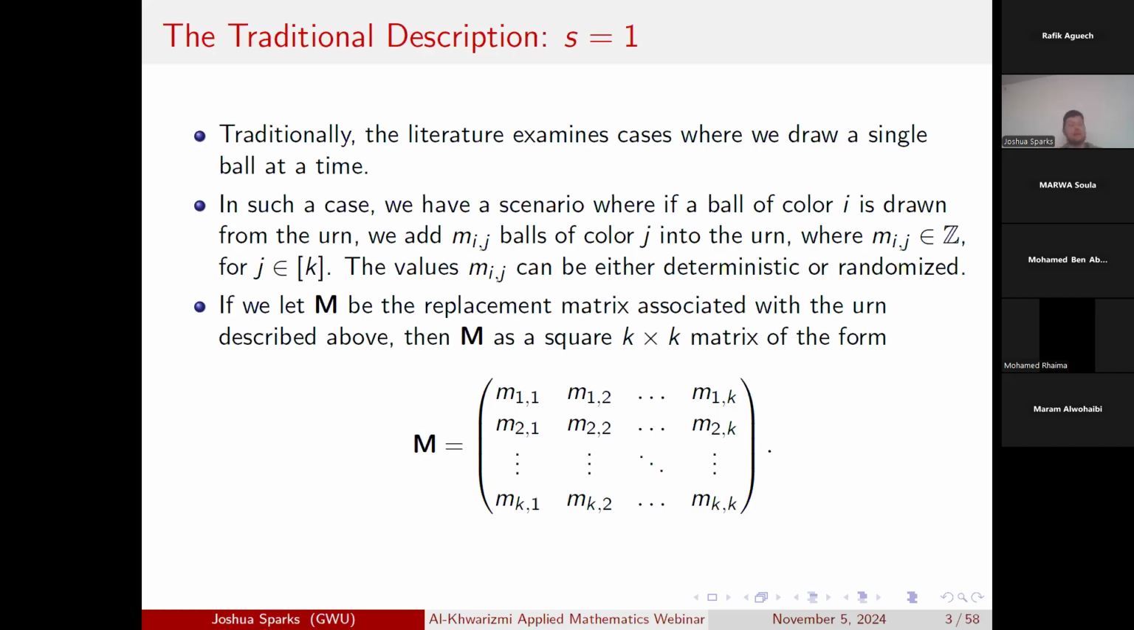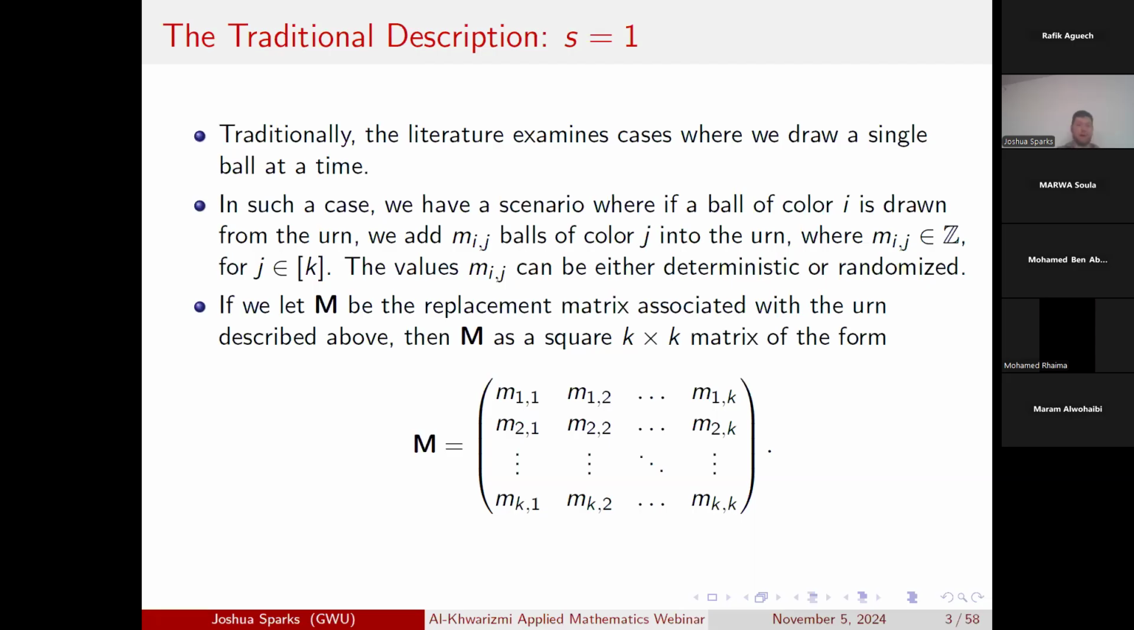Sure. If I were to draw a ball of color 1, where we denote our colors 1 through k, then m sub 1 1 would be the number of balls of color 1 we're either adding or removing if it's negative. m sub 1 2 is then the number of balls of color 2 we're adding or removing, all the way up to color k. The second row describes what happens if we draw a ball of color 2, all the way down to the ball of color k. So if in your sample drawn you have two balls of color one, you add two m sub 1 1 balls of color one. Yes, well, it gets a little bit more complicated, and I'll get to that. This is only the case for what happens when it's color one; this is the structure of what happens when it's color one.